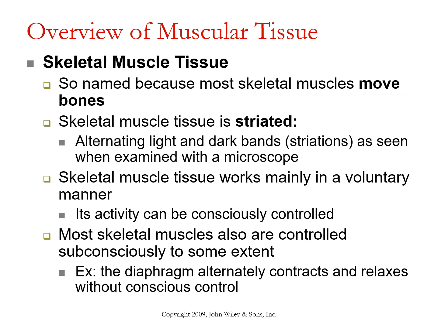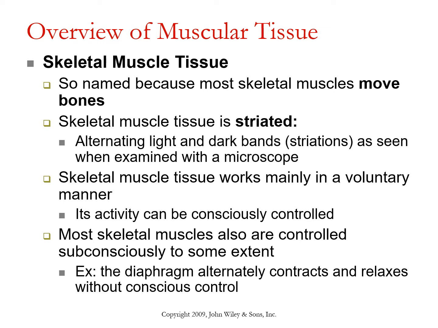The next few slides provide an overview of muscular tissue. So again, skeletal muscle tissue is so named because the muscles are attached to the bones of the skeletal system that cause movement. So we'll look at the arrangement of muscles as they attach to bones across joints and how that leads to movement in the next chapter. Skeletal muscle tissue has visible striations or alternating light and dark bands, which are visible under a microscope. Skeletal muscle tissue works mainly in a voluntary manner in that it can be controlled consciously by an area of your brain called the primary motor cortex located in your cerebrum.